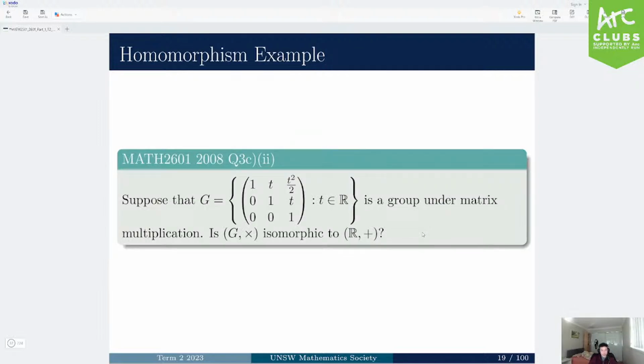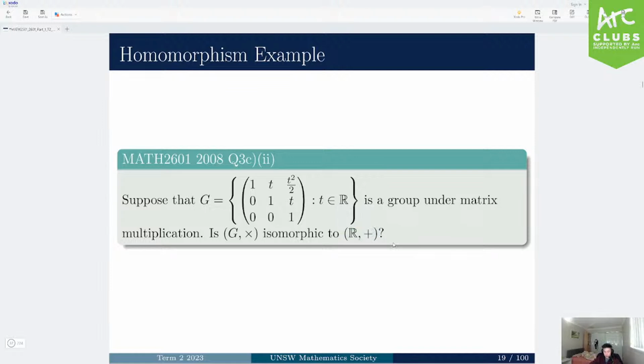Now, quick example here. Suppose G is the set of matrices satisfying this form here, where T is any real number. So G is a group under matrix multiplication. And the question is: is G with the operation multiply isomorphic to the real numbers with the operation plus?